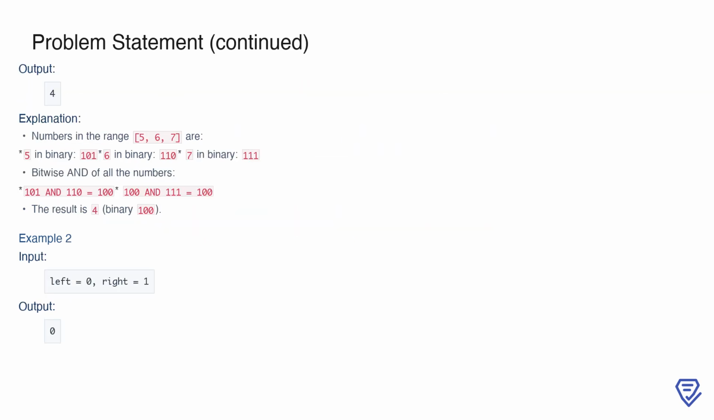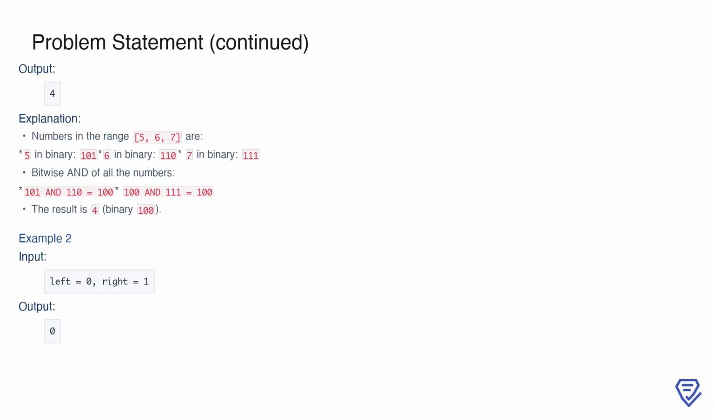In the first example, the input is left equals 5 and right equals 7. The range of numbers is 5, 6, 7. First, we write these numbers in binary. 5 is 101, 6 is 110, and 7 is 111.